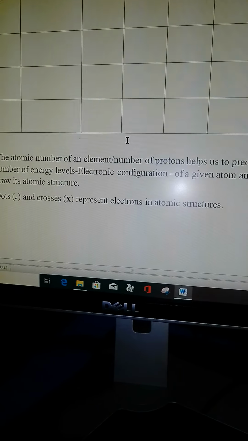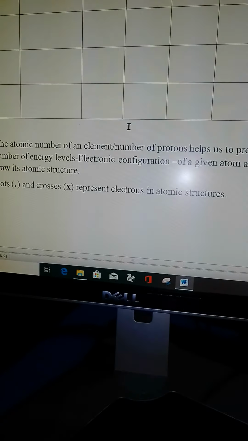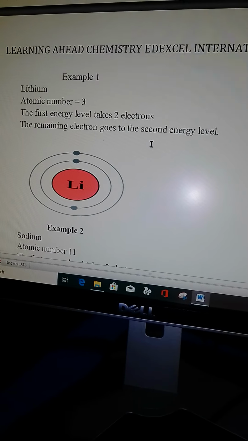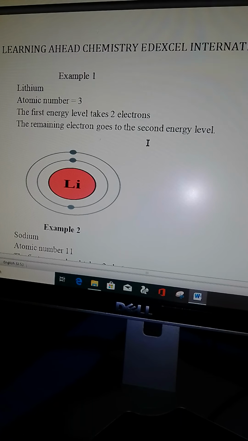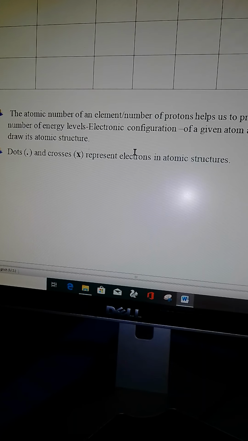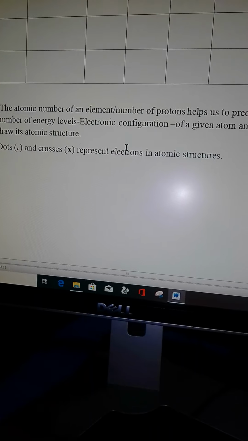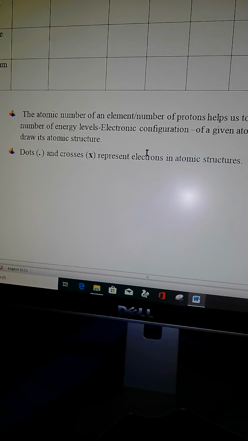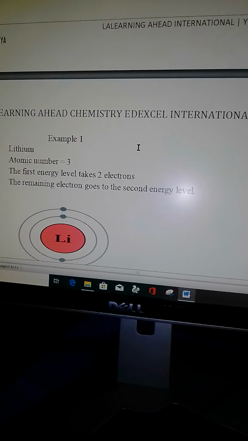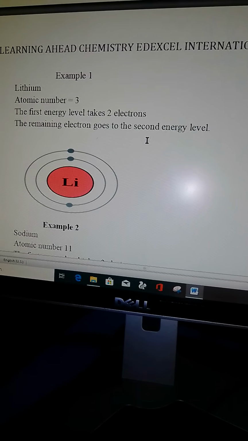Dots and crosses represent electrons in an atomic structure. We want to draw the structure of lithium, but before then, let's look at something interesting here. The atomic number of an element, the number of protons, helps us to predict the number of energy levels or electronic configuration of a given atom and hence draw its atomic structure. Dots and crosses represent electrons in atomic structures. Let us start drawing this.